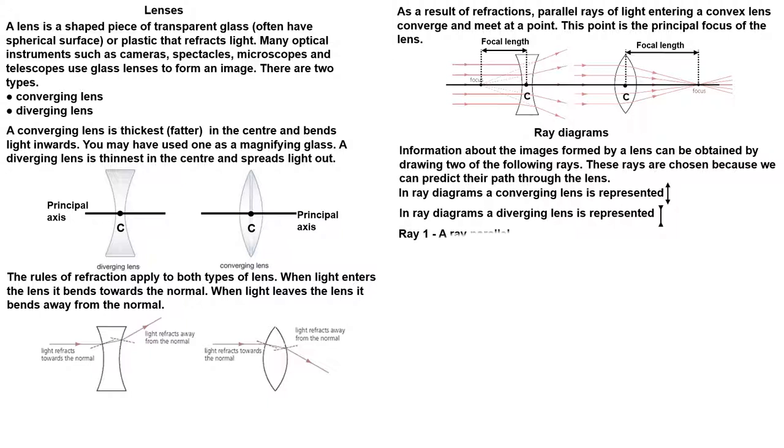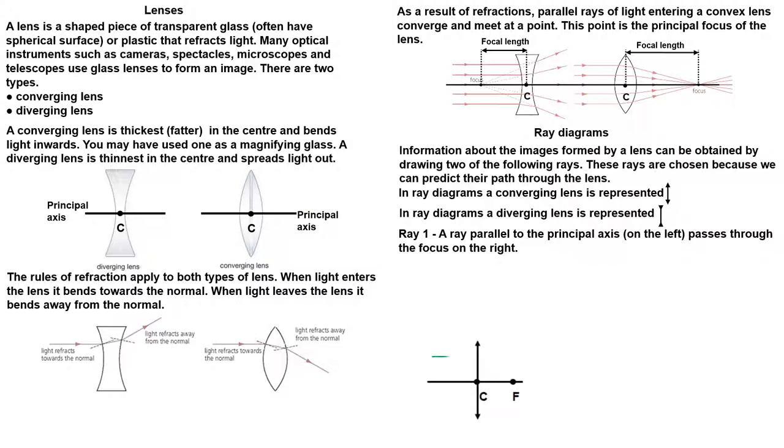Ray 1. A ray parallel to the principal axis on the left passes through the focus on the right. Pay attention. Ray 2. A ray which passes through the center of the lens does not change direction. Look at the diagram.